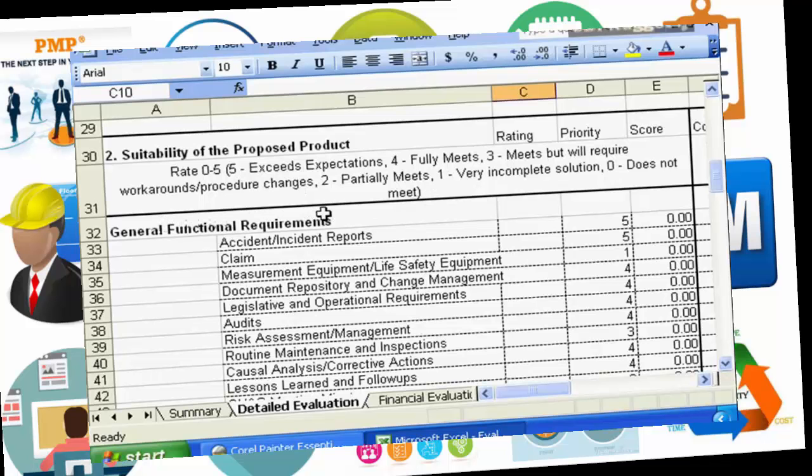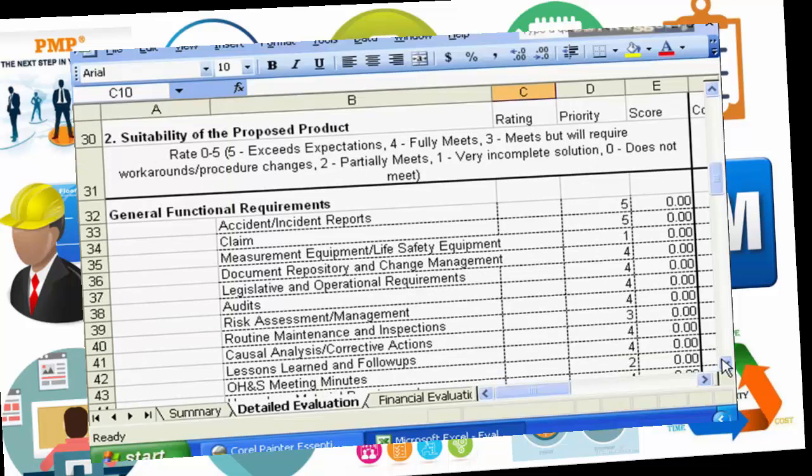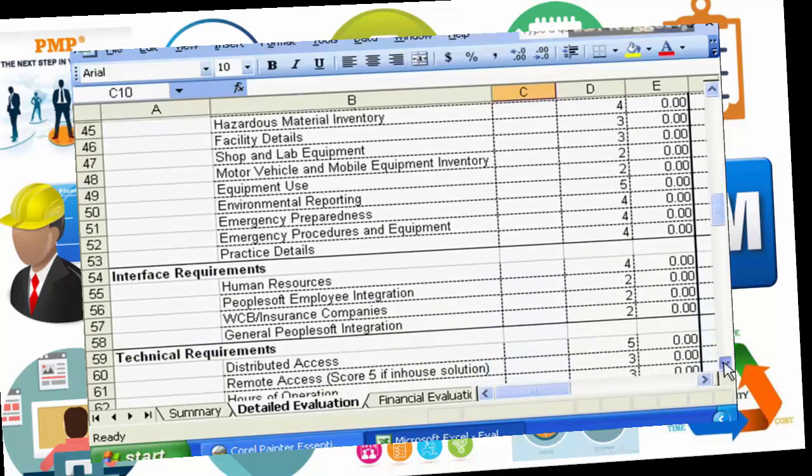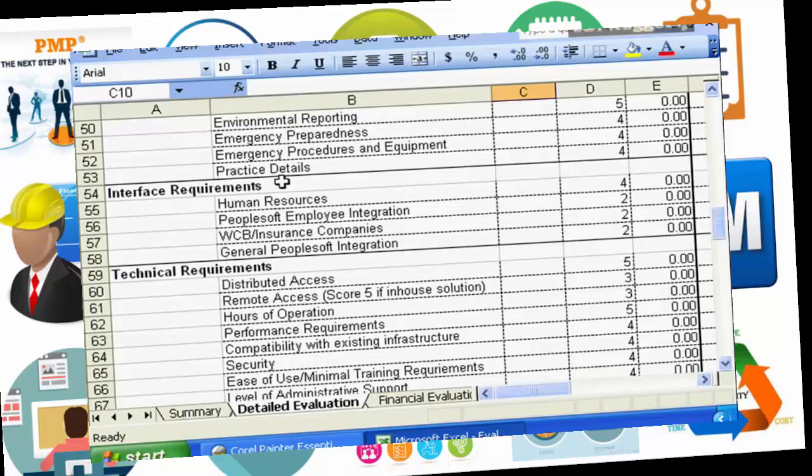And now we've broken it down for general functional requirements. How well does it deal with accident incident reports? This was for an occupational health and safety system, by the way. How well does it deal with claims? How well does it deal with...? And again, we put our rankings in. These rankings were based on overall business importance, and the evaluator would continue to evaluate and fill in each of the pieces of information based on the responses received back from the vendor.